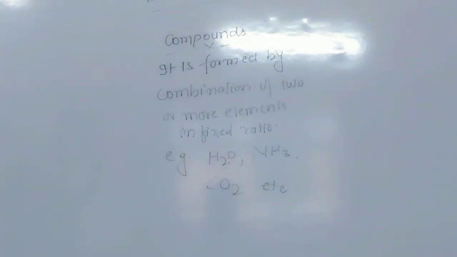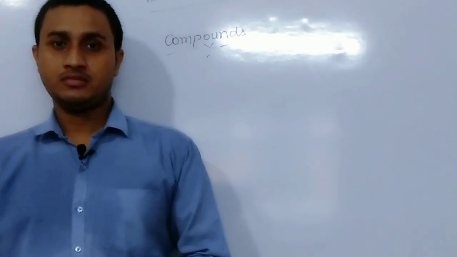So any substance which is formed by the combination of two or more elements in fixed ratio is termed as what? Compound. For example, water H2O, ammonia NH3 and carbon dioxide, that is CO2. Write down first, then we will study the classification of compounds. Have you written this?